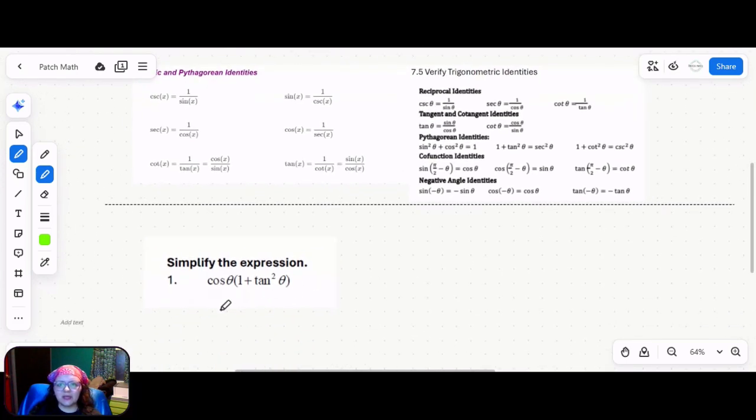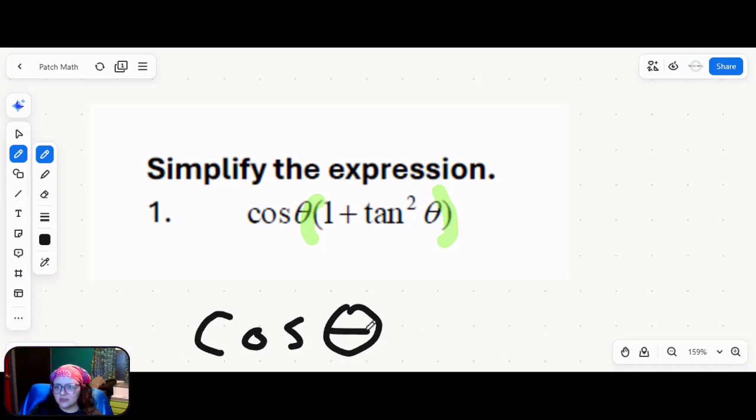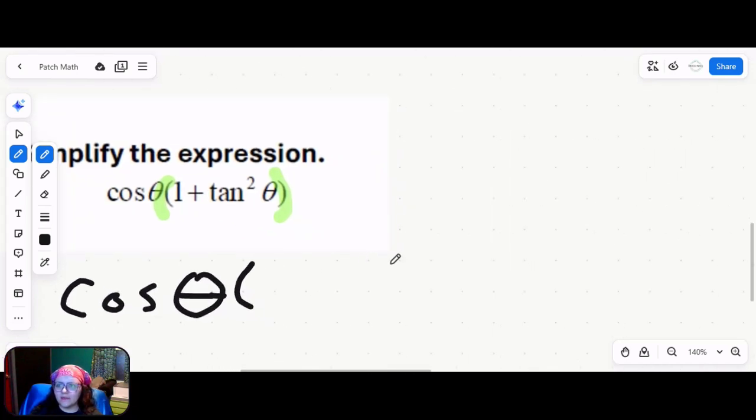You'll notice, looking at number 1, we have cosine of theta times 1 plus tangent squared of theta. Now, originally, I misread this, and I thought it was cosine of 1 plus tangent squared of theta. And I worked myself into a circle, and then I went back and looked at the original problem and saw that this is actually multiplication. That is cosine of theta times 1 plus tangent squared of theta.